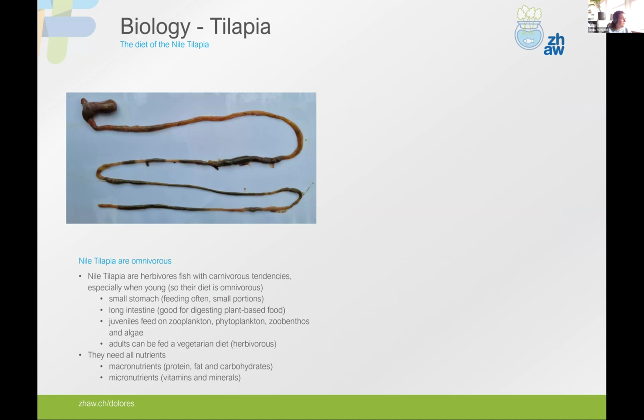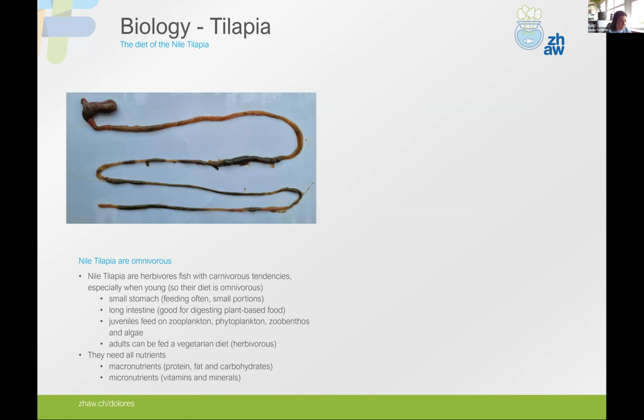So here what you see is a tilapia stomach, which is rather small, and then a very long intestine. That's perfect for the digestion of plant-based food. It takes a long time to digest so that you can get all the nutrients out. Juveniles often feed also on zooplankton and zoobenthos and algae as well. You can easily feed your adults vegetarian food.